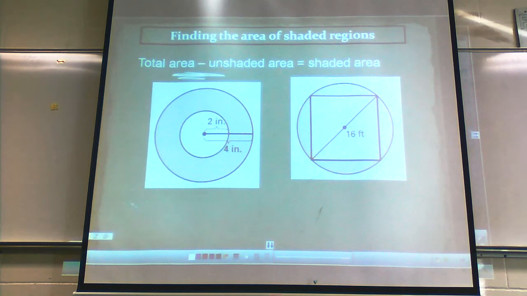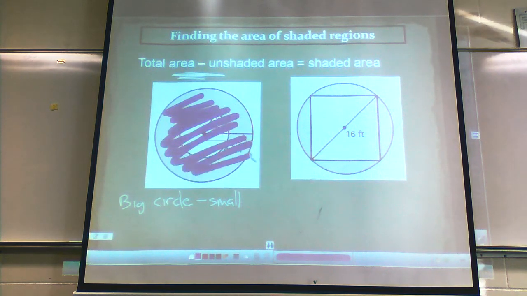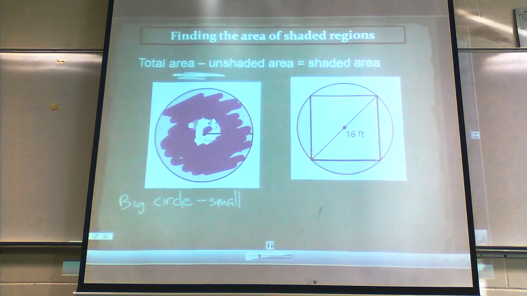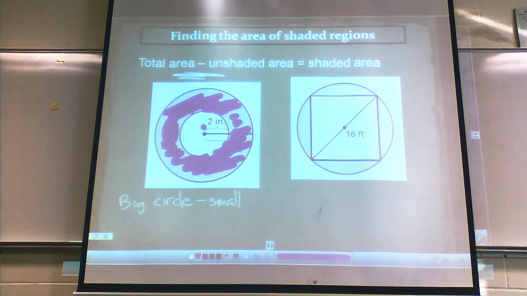So I know right away I'm going to do area of the big circle, and I'm going to subtract that small one from it. Because if I do the area of the big circle, guys, if I actually shaded it, would be this whole thing, right? So the whole idea is I'm finding the area of that solid, and I'm subtracting that little one from it. So whatever's going to be left is just going to be that shaded part of it.